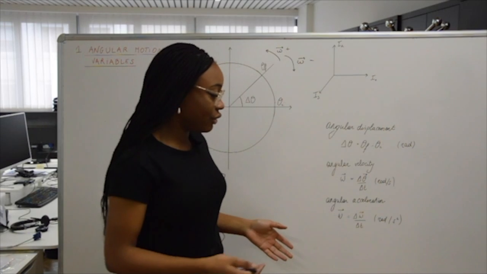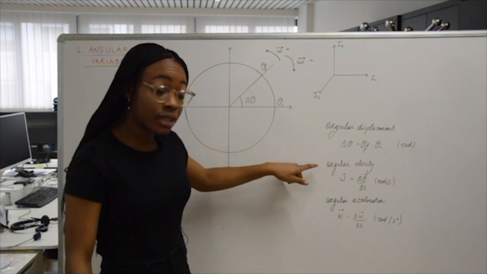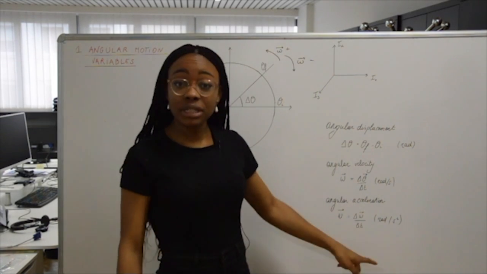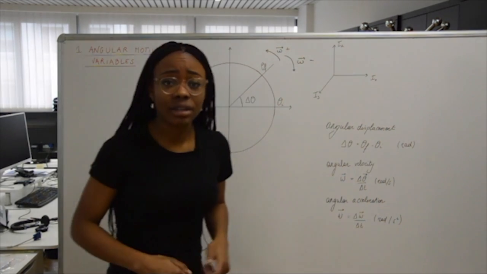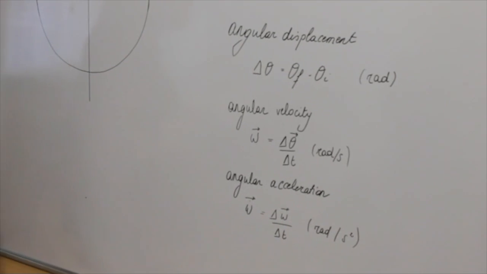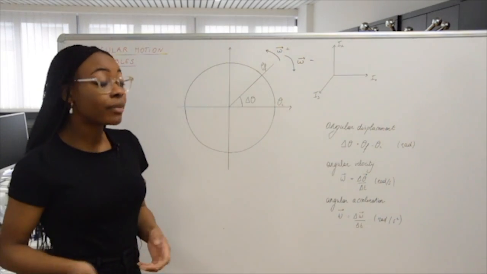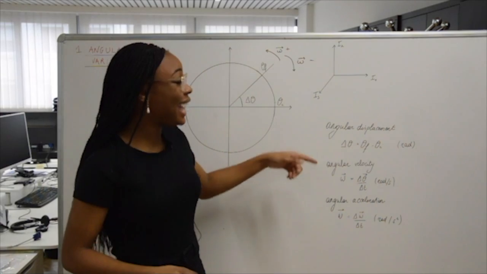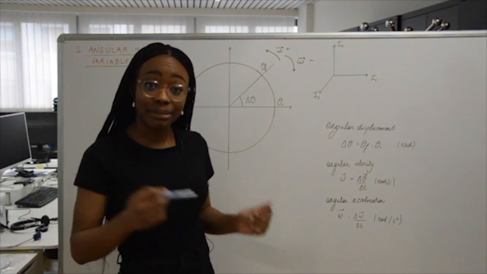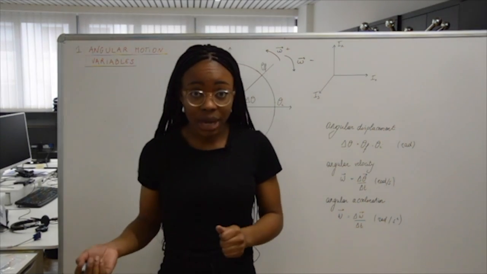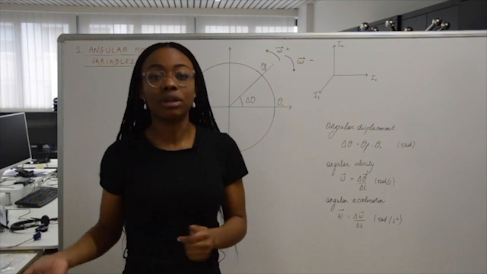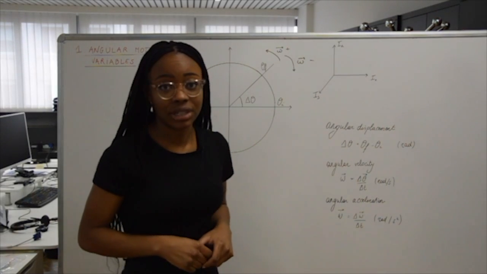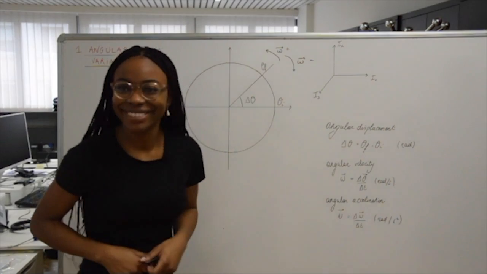And lastly, the angular acceleration. Now, the angular acceleration is the change in angular velocity over time. It's in radians per second squared, and the angular acceleration is also a vector. Now, what about the direction? So if the object is speeding up, the angular acceleration and the angular velocity are in the same direction. If the object is slowing down, the angular acceleration and the angular velocity are in opposite directions. I hope it's clear for you now.